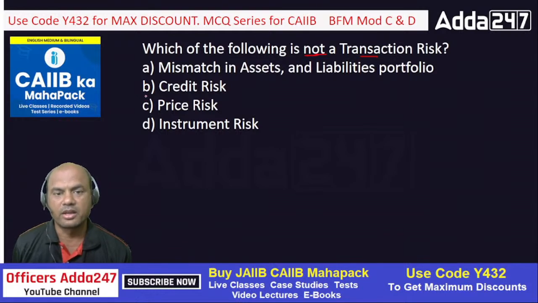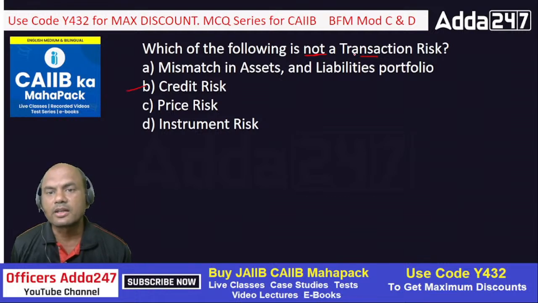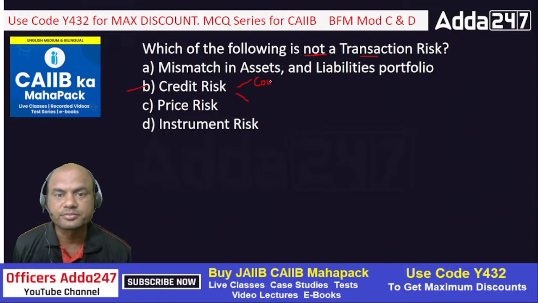Correct. Okay. Price risk, instrument. It's not that. Here, the correct answer is credit risk. This is not the transaction risk. Transaction risk means fluctuations. Okay. Credit risk means what? Credit risk comprises two parts: country and counterparty. Country risk and second is counterparty.